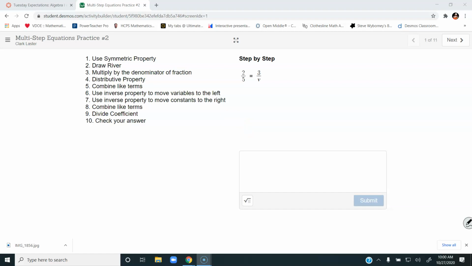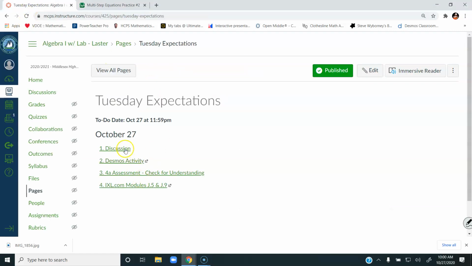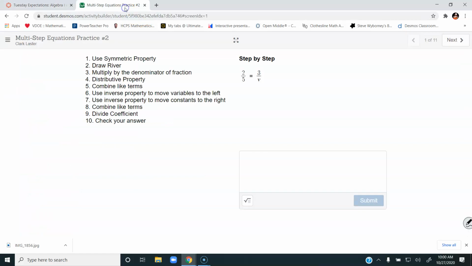All right, guys. Today we yet again worked on a Desmos activity. You guys were in here. You did a discussion. You did Desmos. Then you did some check for understanding stuff. So we're going to do these things step by step again.